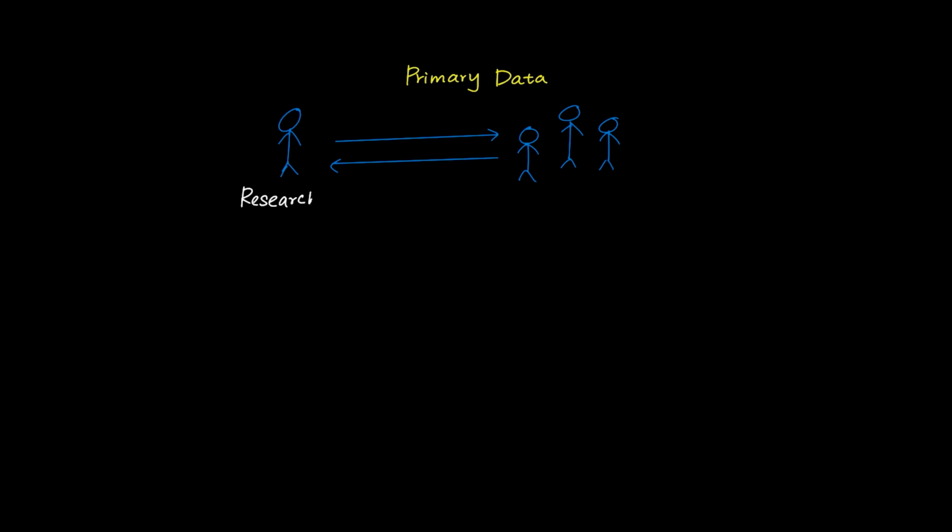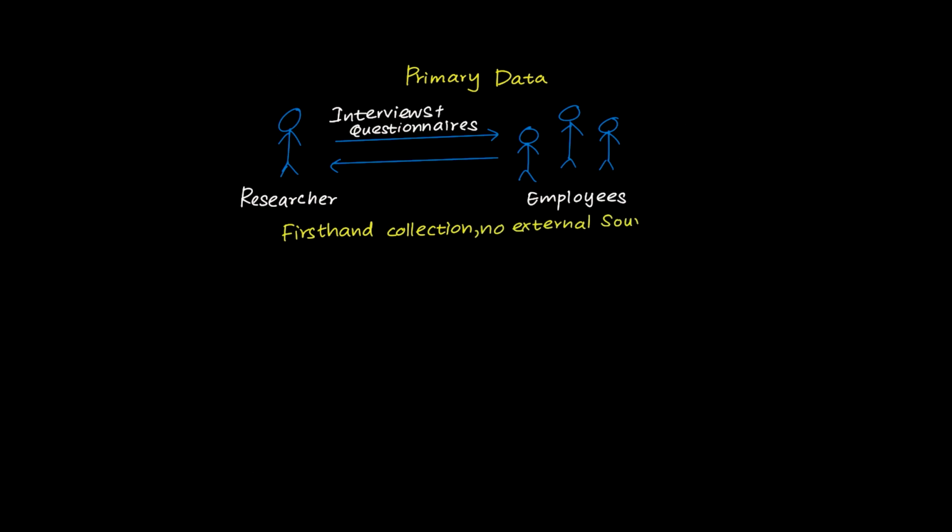A researcher personally interviews 50 employees and distributes questionnaires to gather first-hand workplace satisfaction data. No external sources, no purchased datasets. Everything comes straight from the researcher's own effort. That's primary data. Primary data is collected by a researcher directly from first-hand sources. Interviews you conduct, surveys you distribute, questionnaires you hand out. All primary. Secondary data is gathered by other people or from existing research.